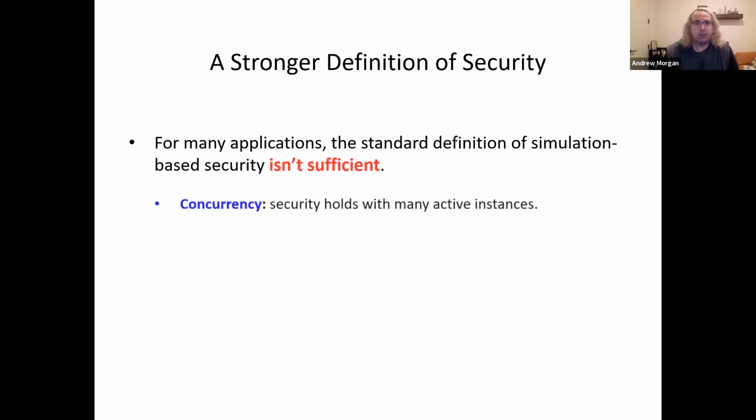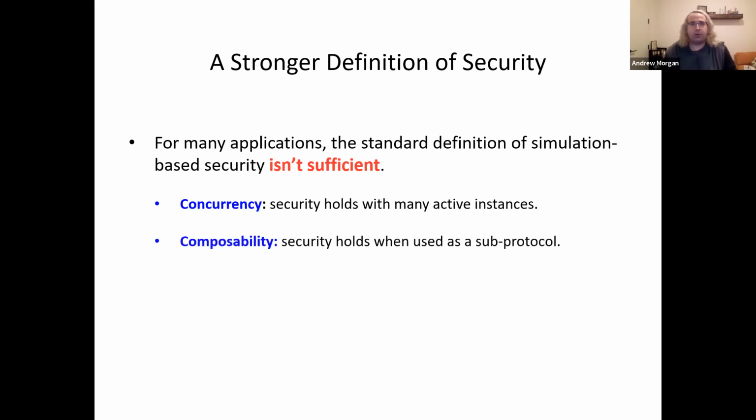In practice, protocols can be run concurrently with many simultaneously active instances and an adversary able to adaptively observe the results of certain interactions and use them to influence others. And also, protocols can be run as a sub-protocol in a larger composition of protocols, where we would intuitively wish to guarantee that a composition of provably secure protocols is likewise secure.